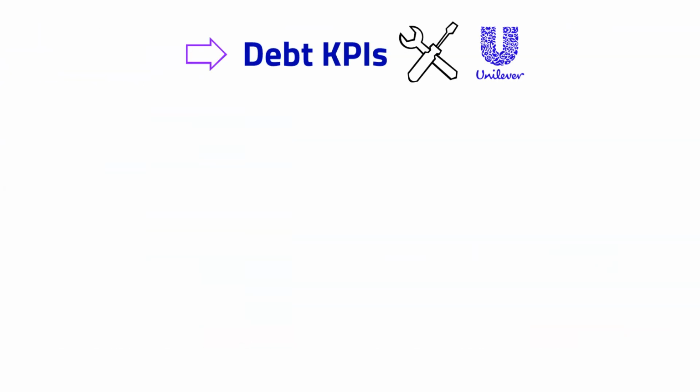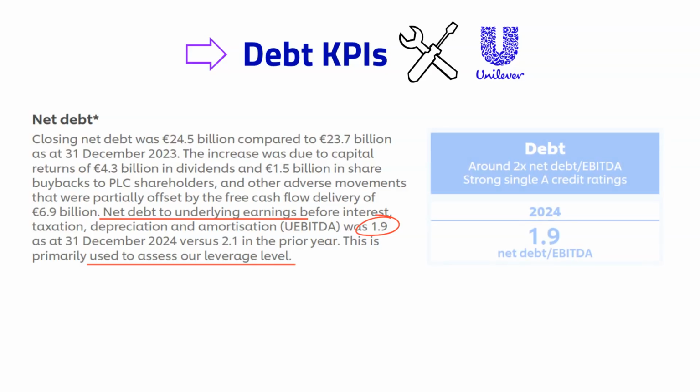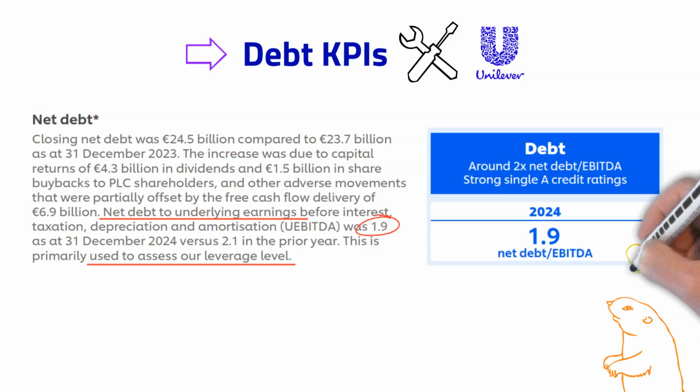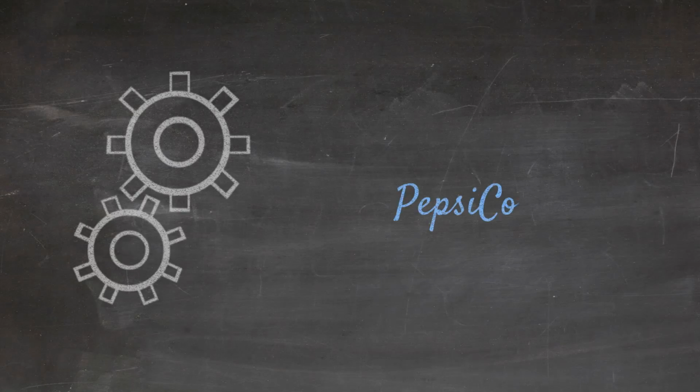Unilever also explains the development in net debt and mentions net debt to EBITDA ratio as a KPI, which is used to assess a leverage level. In 2024, it was 1.9 and decreased from 2.1 in 2023. Now, let's move to PepsiCo. PepsiCo reports under US GAAP.